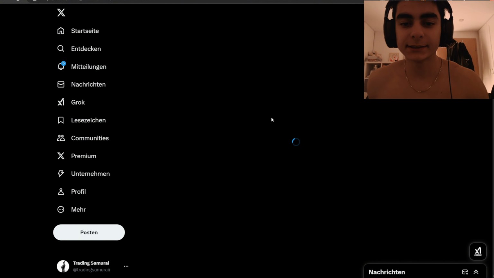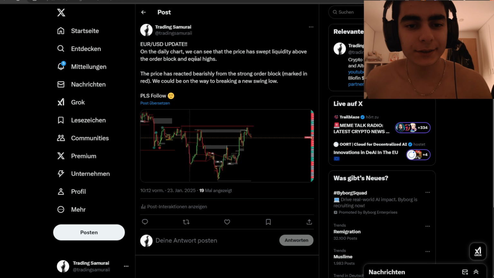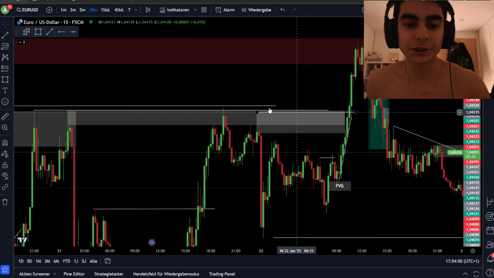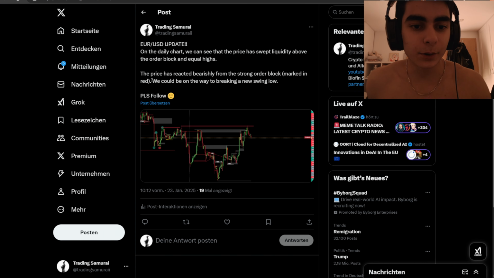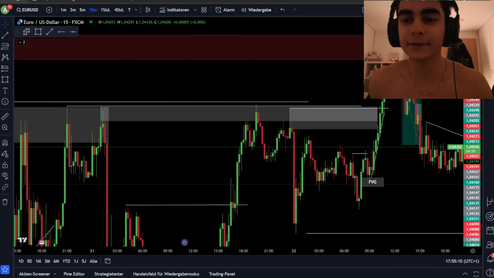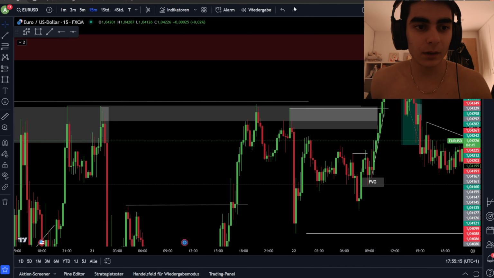So that's what I sent today in the morning. I told you on the daily chart, we can see that price has swept liquidity above the order block on equal highs, which I have shown right here, those equal highs and the order block on the left. The price has reacted bearishly from the strong order block marked in red, which I've also shown right here. We could be on the way to breaking a new swing low. That's what I said. And I've watched price closely on the 50-minute time frame.